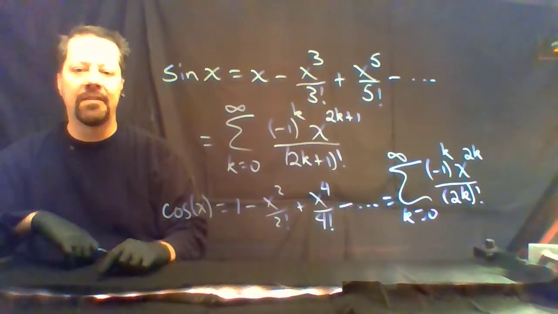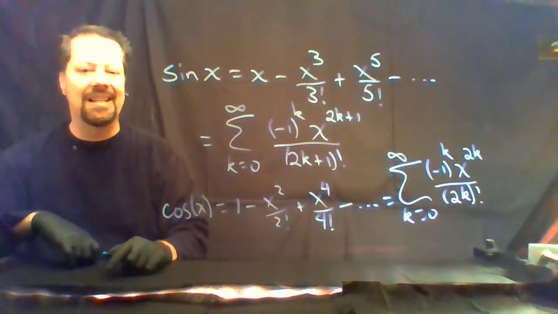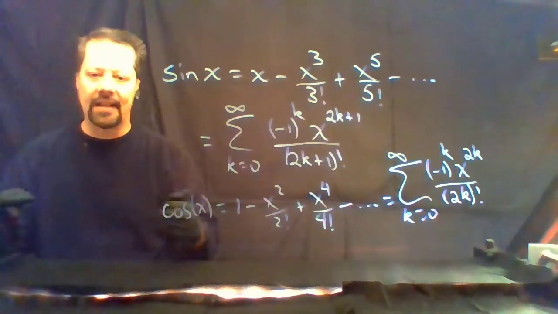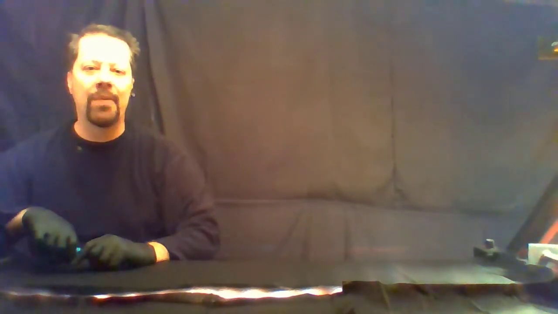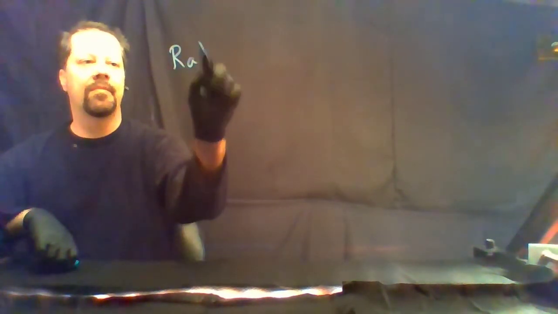The same can be said for the Maclaurin series for the function e to the x. It converges for all x on the entire real line. You should be aware of the radius of convergence formula.